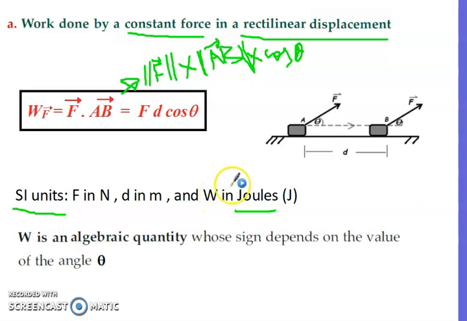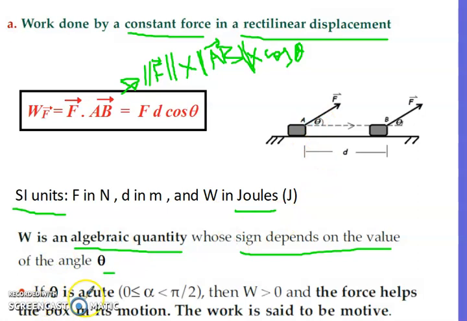So you see now, this work, which is W, is an algebraic quantity. Means it could be a positive number or a negative number. You know the meaning of algebraic quantity. This quantity is a positive number or a negative number. So the sign depends on what? On the angle theta.